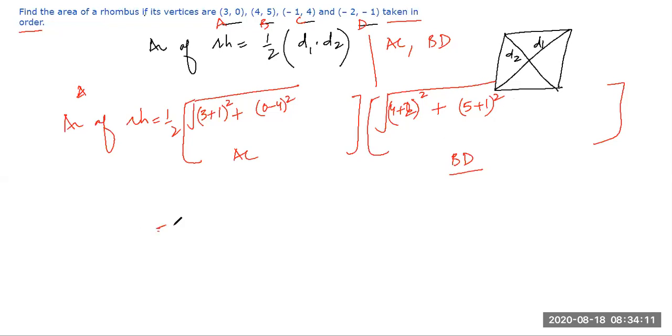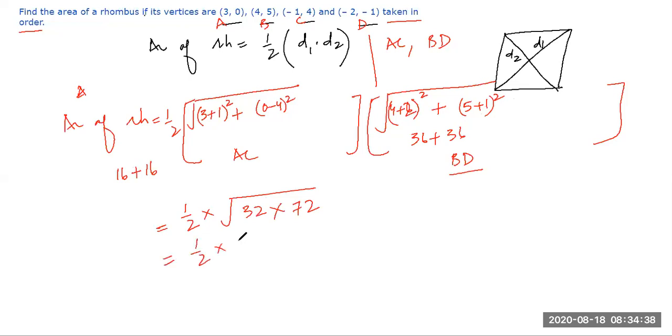Correct. So this is equal to 1 by 2 into root of, this is 4, 4 4s are 16 plus 4 4s are 16. That is 32 into, this is 4 plus 6, 36 plus again 36. So this is 72. Am I right, students? So 72. So now you can factorize them.